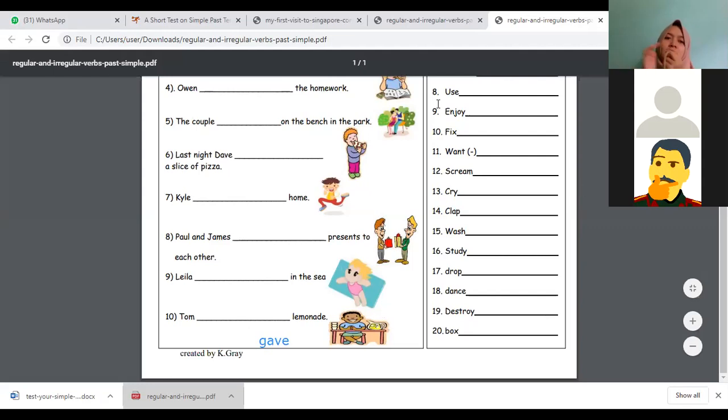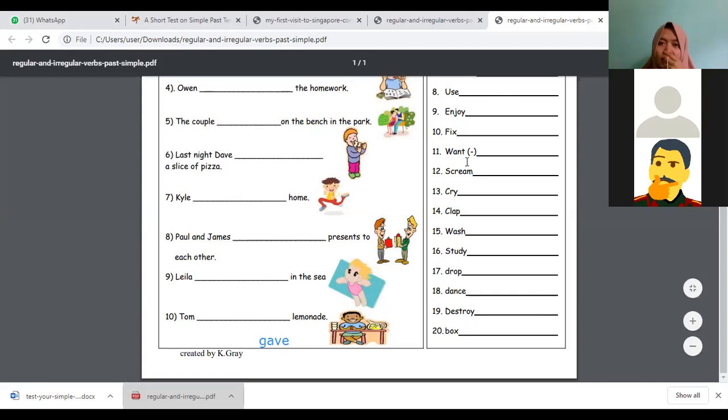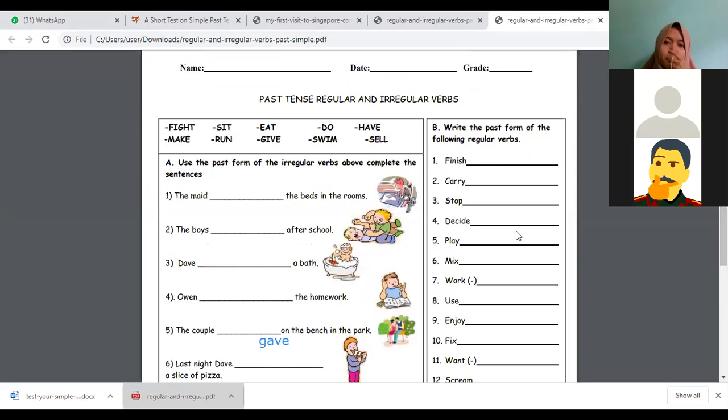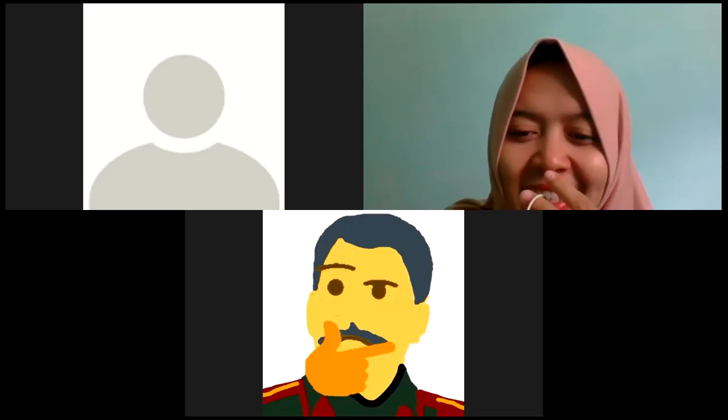Okay, that's all for the reviewing of simple past. Any question, guys? No. After this, join the second session. I'll end the meeting and you have to join the second session. This one is part B: write the past form of the following regular verbs. This one is regular verb, yeah. Okay? If there's no question, I'll end the meeting. Okay, bye, everyone. Bye.